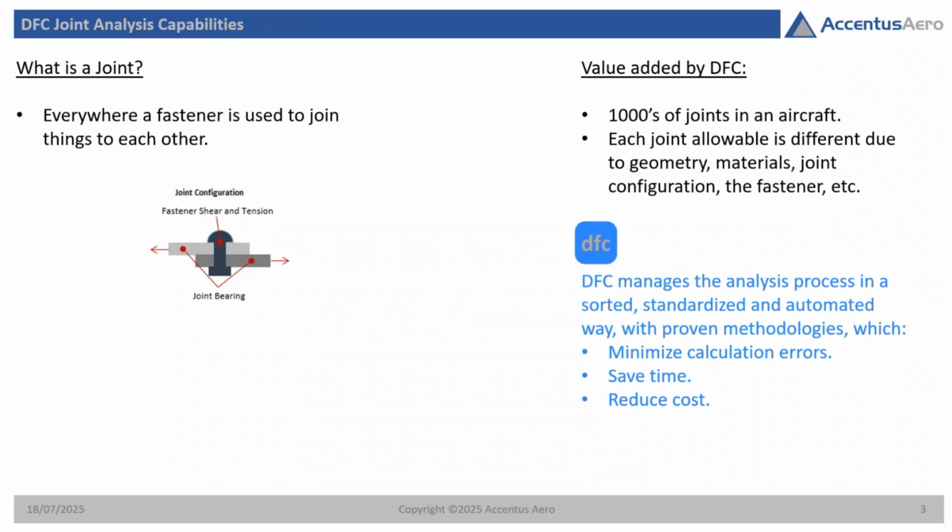So what is a joint? A joint is basically everywhere we use a fastener to join things together in an aircraft. There are thousands of these in the aircraft. Each joint allowable is different due to geometry, the material that's used, the fastener that's used, etc. So the value added by DFC is to manage this process in a sorted, standardized and automated way. And as always, the aim of DFC is to minimize calculation errors, to save time, and to reduce the cost of the analysis.